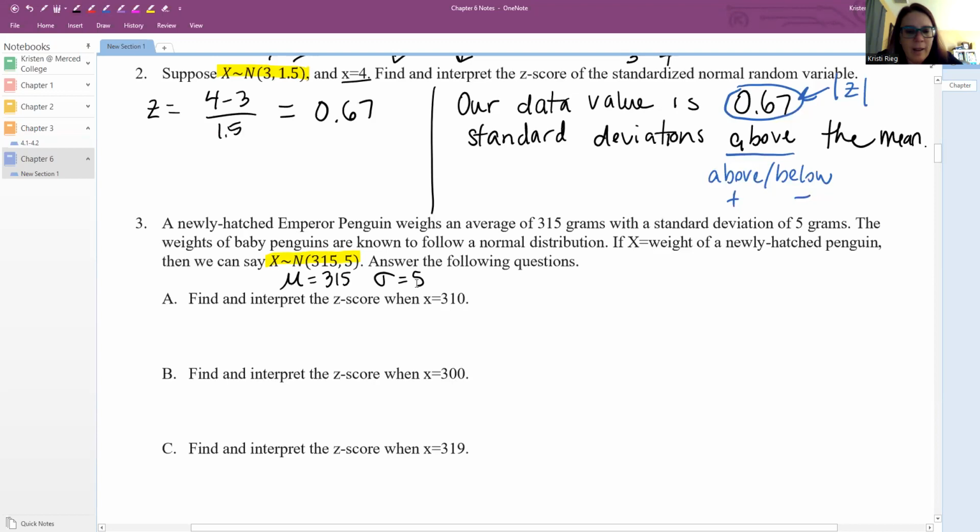Okay, so we have find and interpret the z-score when x equals 310. So I have my formula z equals, so 310 is x minus mu. Now notice 310 is smaller than average because average is 315. So this is going to be a negative answer because it's smaller. 310 minus 315 divided by 5. So I put that in the calculator and I get -1.